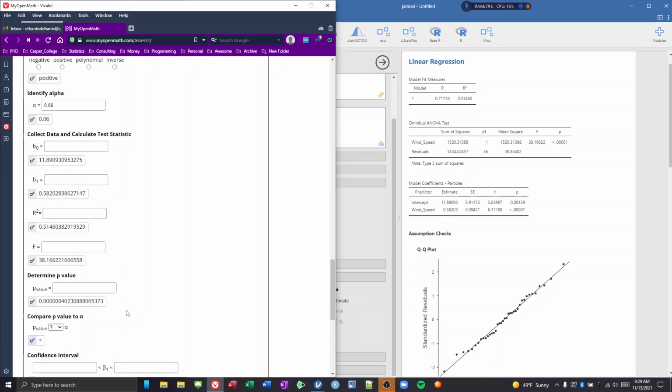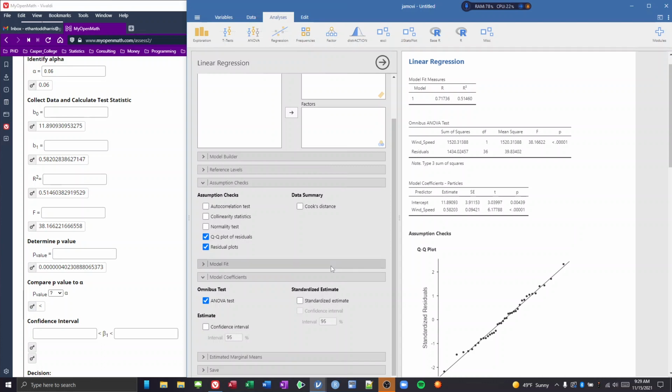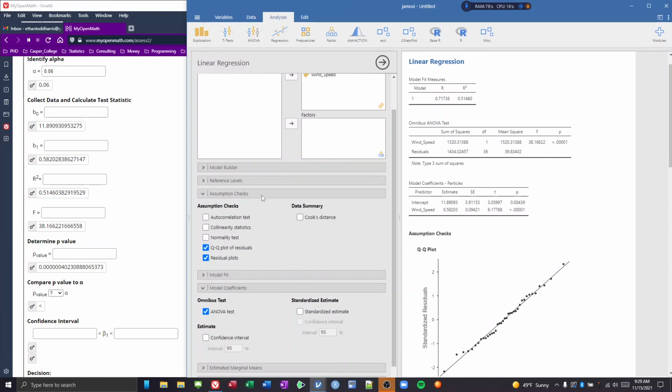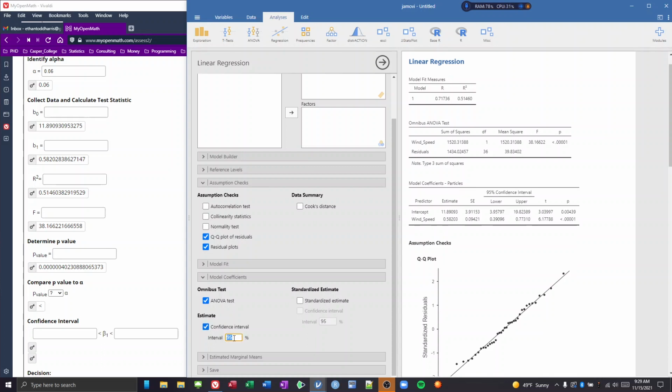Okay, at this point, we want our confidence interval. And handy dandy, Jamovi can actually give that for us. We need to get it at the right level because we said that we had an alpha level of 0.06, so we need an interval of 94%. When we do that, give it a moment to think, it will provide both a confidence interval for the intercept and a confidence interval for the slope.